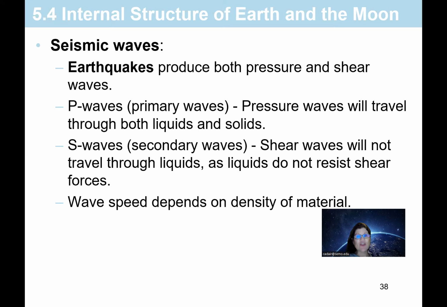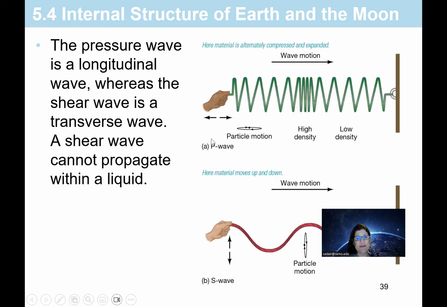So P waves, or the primary waves, or the pressure waves, will travel through liquids and solids, but S waves, secondary waves, or shear waves will not travel through liquids, as liquids do not transmit the shear forces. Wave speeds also depend on the density of materials. A pressure wave is a longitudinal wave, whereas a shear wave is a transverse wave.